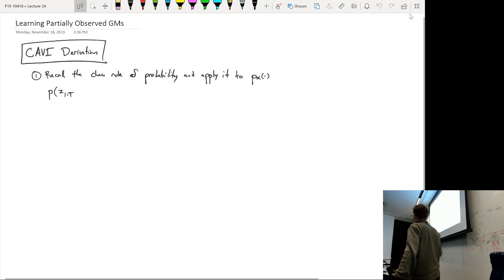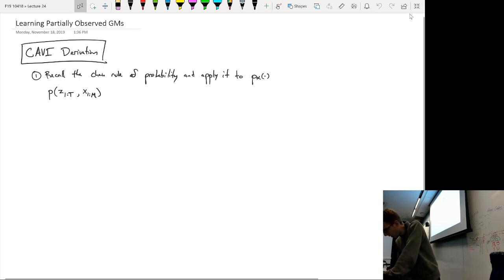So z subscript 1 colon t means z1, z2, z3, all the way up to z capital T. So the joint distribution is then, say, z1 colon t and x1 colon, let's say m, where we have m input variables.